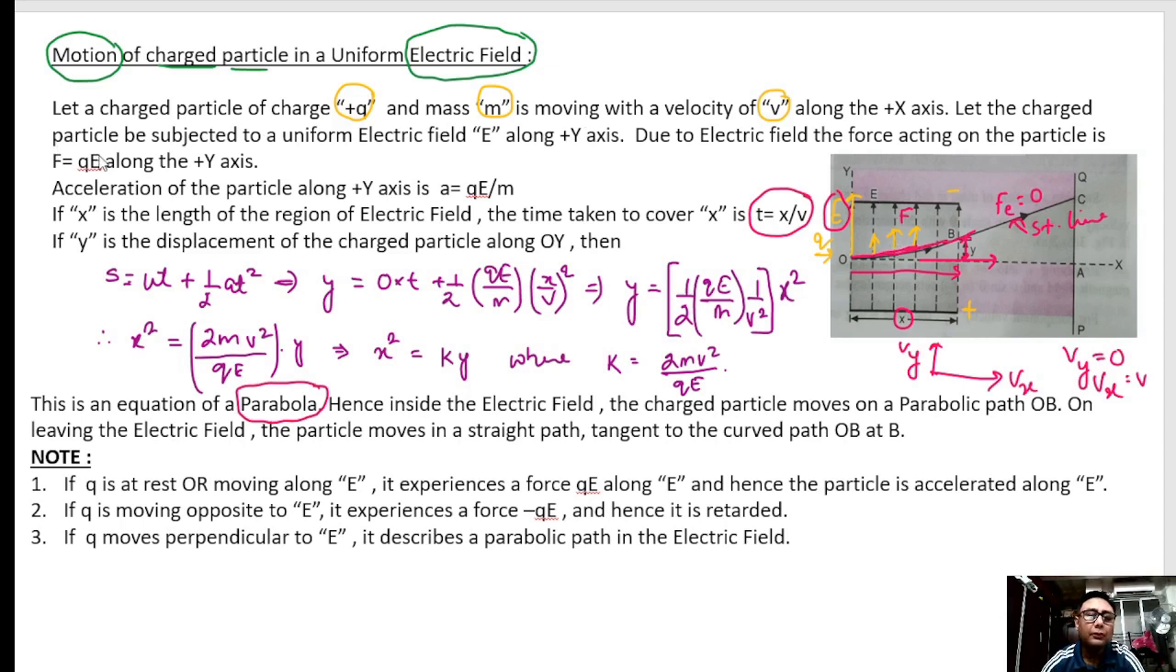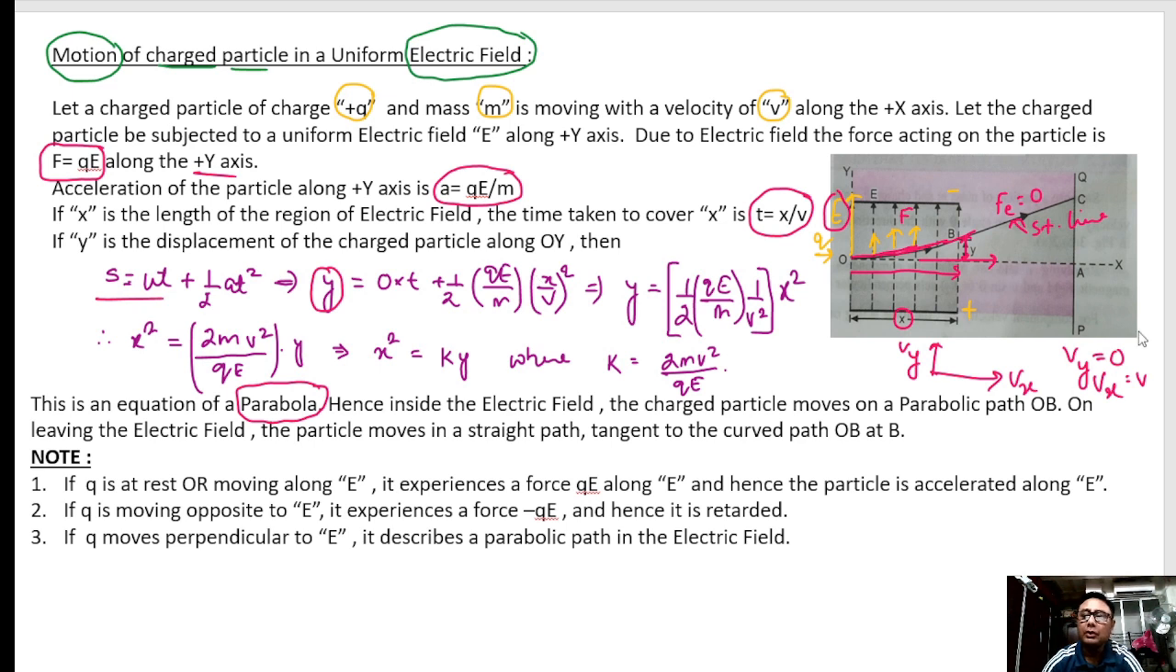So what is the force due to the electric field? This is the force acting due to the electric field on the particle along the y-axis. Okay, so what is the acceleration? Acceleration is force by mass. This is the acceleration. That means as the particle moves forward, it will accelerate along the y-axis. Clear? So now using this equation, the vertical displacement is y.